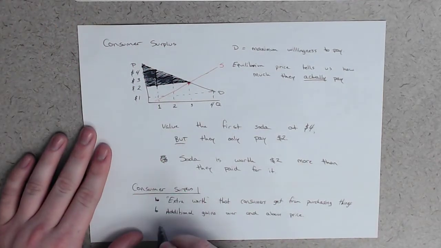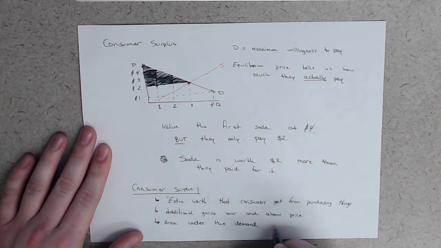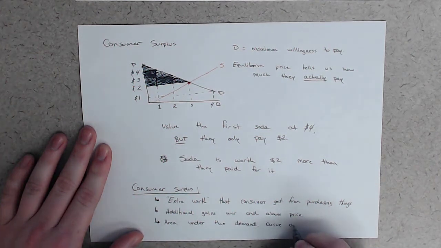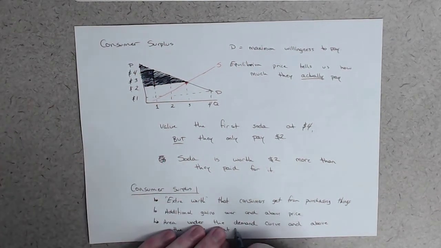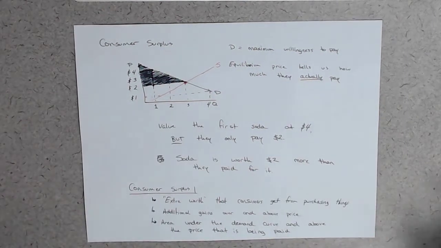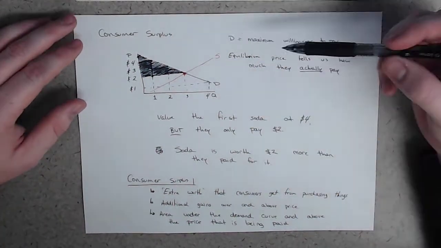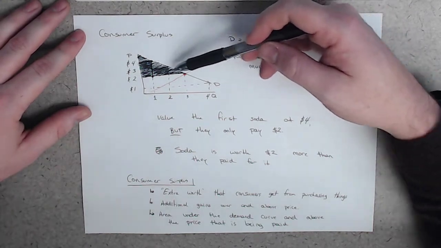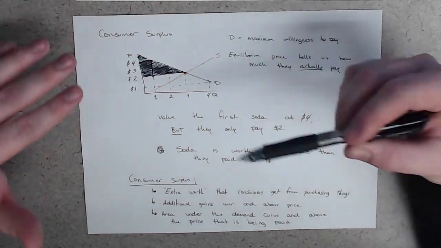And so we can think of it as the area under the demand curve and above the price that is being paid. Okay, sorry, I covered up the definition there, right? So the consumer surplus is all of the area underneath the demand curve, but above the price that is being paid, right? It's typically a triangle, not always though.